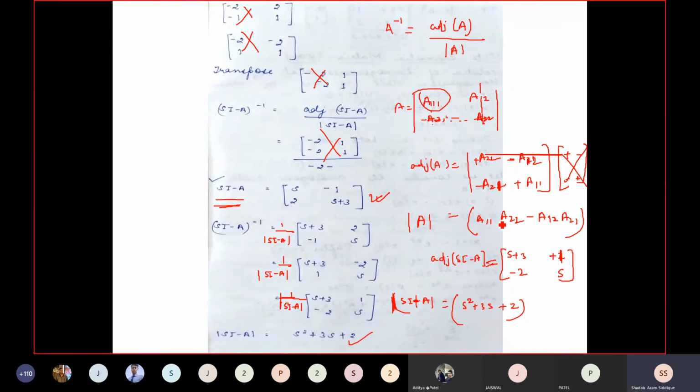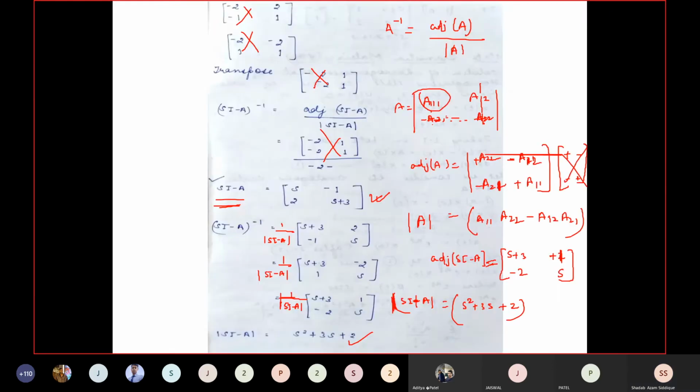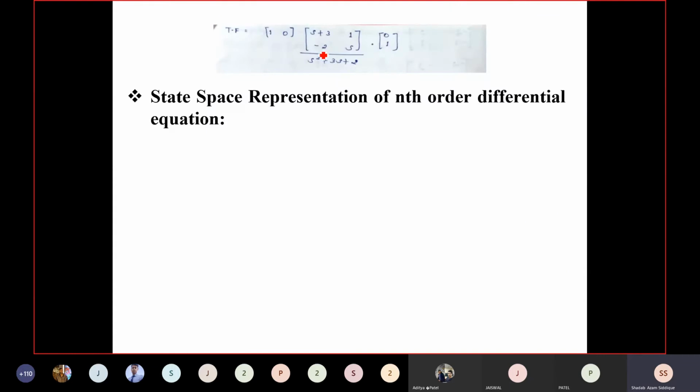Now I'll write this, and what will be the inverse? The inverse will be 1 by S square plus 3S plus 2 into this matrix: S plus 3, 1, minus 2, and S. So that's why it is written here, S plus 3, 1, minus 2, S. Same thing which is written here, and this is divided because this determinant will be divided in the S square plus 3S plus 2.